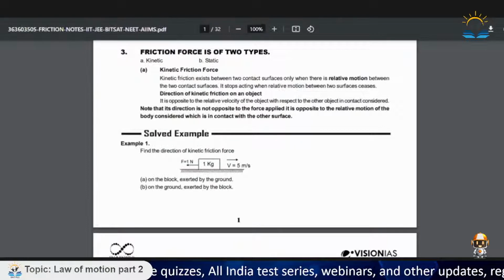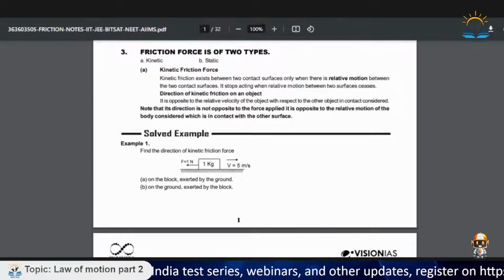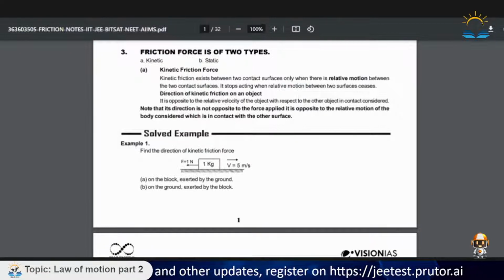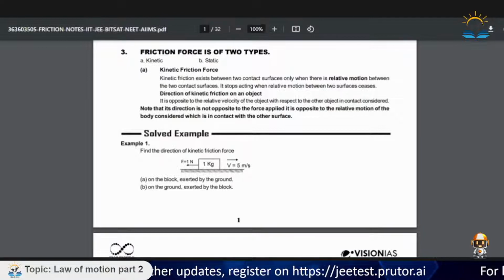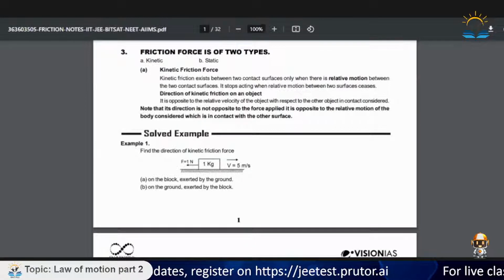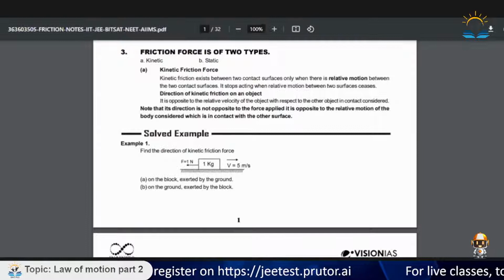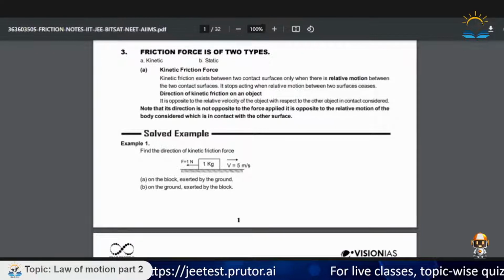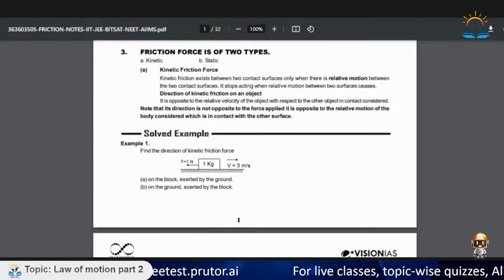Suppose there is a very huge box kept in front of you. The box is of, let's say, 200 kgs. Now, suppose the box was kept on a perfectly smooth surface where there is no frictional force. So at that time, if you just apply a little force, with that little force only, that 200 kg block will move.